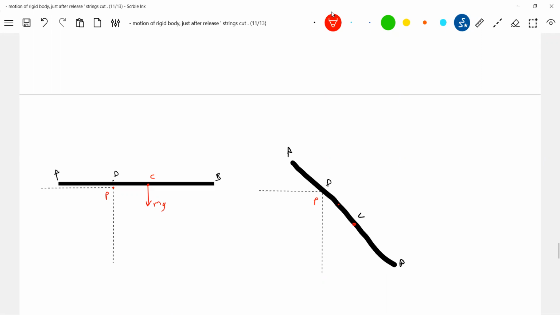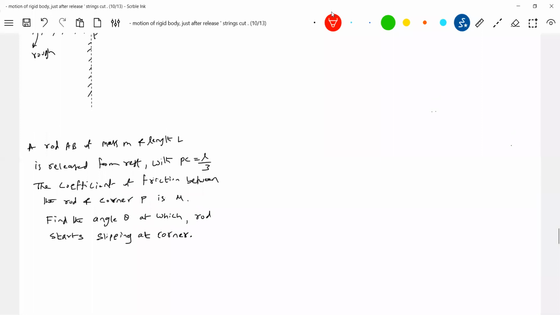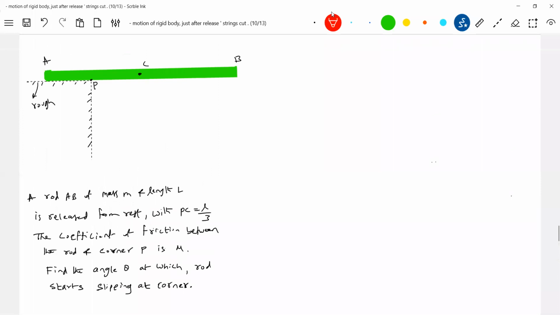Start slipping means, the very next moment, what happens? There's a threshold angle theta. The rod will start slipping at point P. I think you know enough of the friction concept. We have discussed the slipping idea. What is the maximum angle theta for which no slipping occurs? That's what the question is. If the calculated theta becomes more than this angle, then slipping starts occurring. So what is the maximum permitted theta? For that, find the angle theta at which the rod starts slipping.